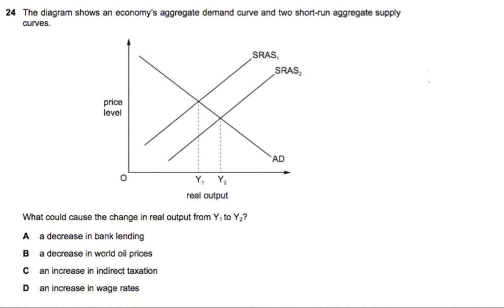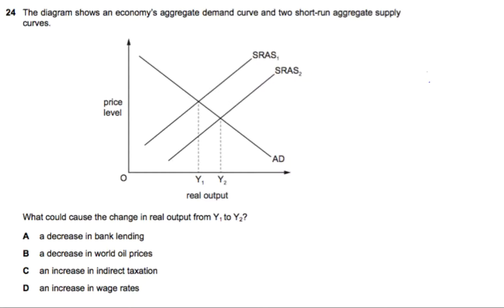Now, the short-run aggregate supply, or the aggregate supply in general, tells the total volume of goods and services, or the output, that an economy or a country can produce in the short run, in the case of a short-run aggregate supply curve.